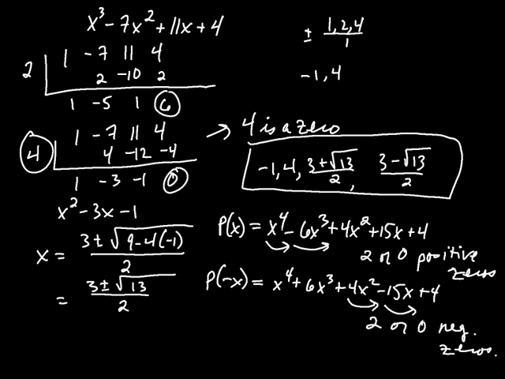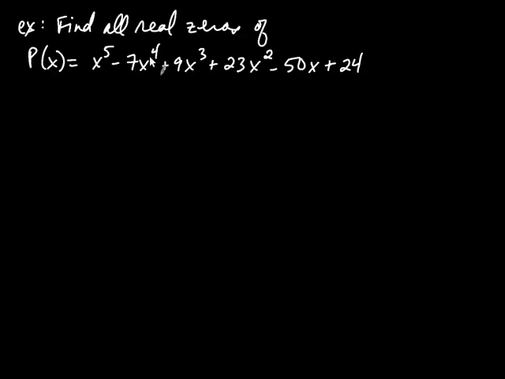rules and tests for finding zeros. So let's find all the real zeros of this polynomial. So first of all, let's start with Descartes' rule of signs. So we're looking at, let's see, we have 1, 2, 3, and 4 sign changes. So we either have 4, 2, or 0 positive zeros.